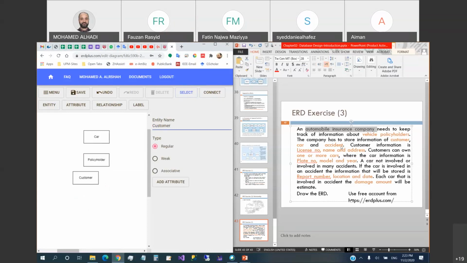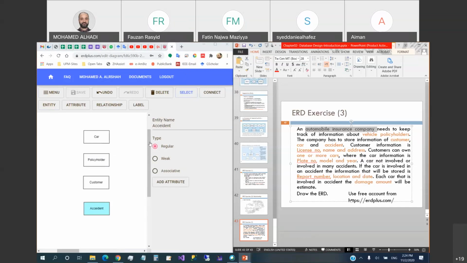And after that, what do we have? We still have one more entity, right? Accident, yeah. Okay. So as you see here, all names are singular, right? We never use plural for the entity relationship diagrams. Okay. Let us continue here. Car involved in an accident, involved in an accident information that's stored into.